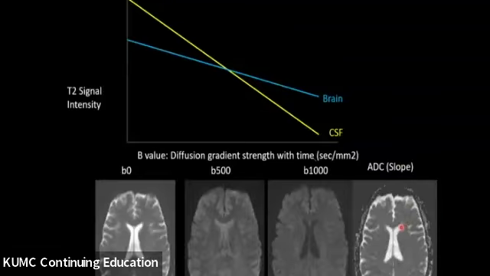So the CSF is very bright, high diffusivity, the brain is more gray. Also keep in mind that the calvarium is dark on all sequences, so things that are T2 dark will stay dark. There is no gaining of signal.